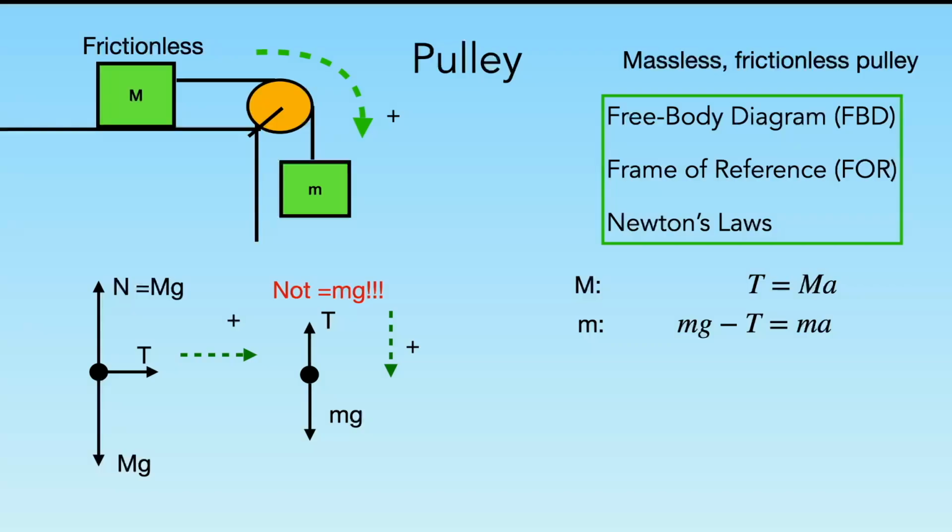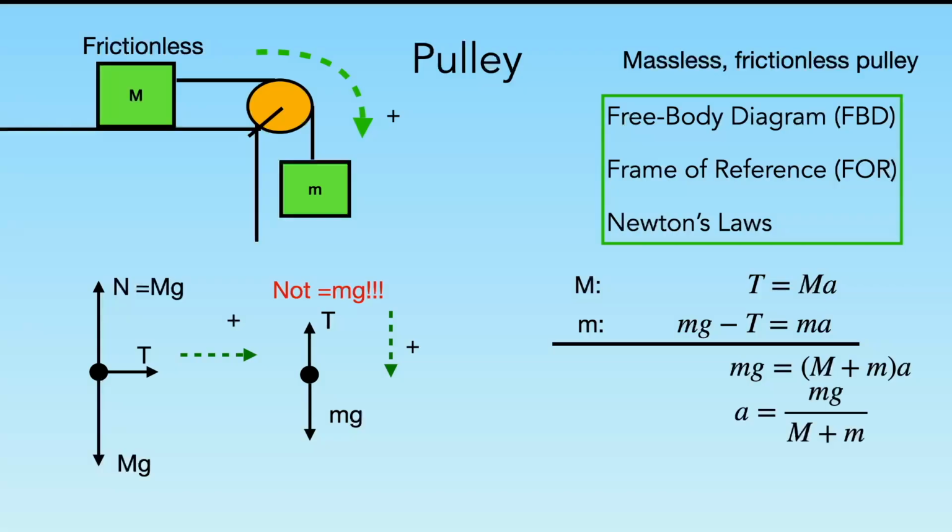I could just substitute the first one into the second one. I like adding those. Mg minus T plus T, or T plus mg minus T equals mg. And then we add the things on the right. They have to be equal to that. Total on the left equals total on the right. Capital MA plus little ma is capital M plus little m times A, then we solve for A.